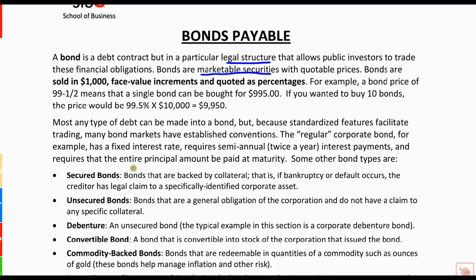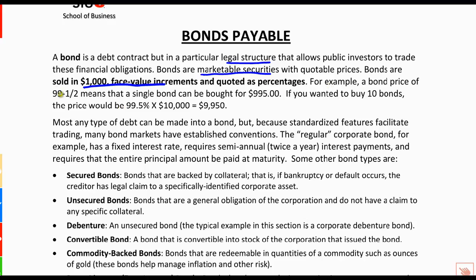Now, you have to learn some of the conventions. Bonds are sold in $1,000 face value increments. So if you have a $1,000,000 issuance, there's actually 1,000 separate bonds that could be sold. The reason for that is you want to be able to sell to many different people. There are a lot more people who have $1,000 or around $1,000 than who have $100,000 to buy bonds.